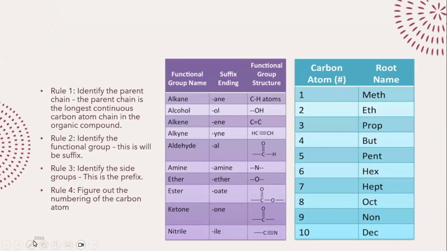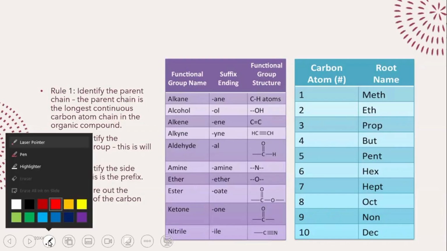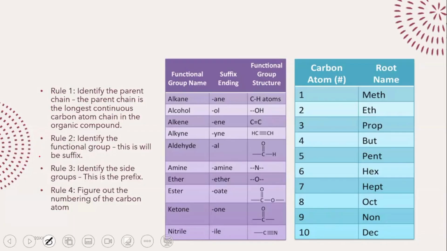Now, the four major rules that will really help you out: first of all, you have to identify the parent chain. What is the parent chain? The parent chain is the longest carbon atom chain in your organic compound, right? So what does that mean? Let's say I have a structure that is something like this. I ask you guys, can you please go ahead and name the compound?